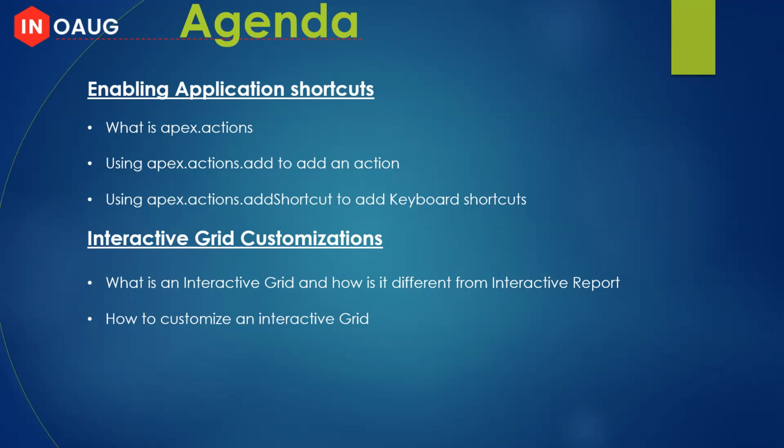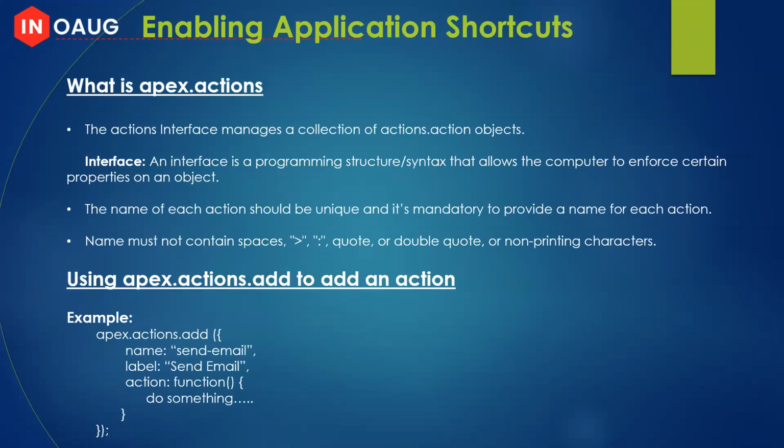So now getting into the topic. The first topic is about the Apex.Actions API. As mentioned here, actions is an interface which manages a collection of action objects. It was developed when the Apex 5.0 version was released. It was mainly released to centralize some of the code and mainly for the interactive grid to add shortcuts. That was the main reason why this API was developed in the first place.